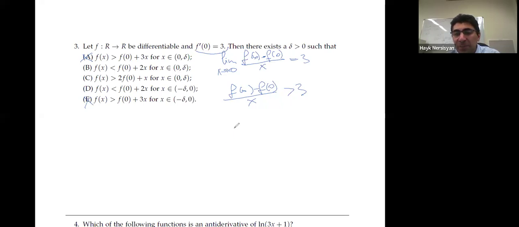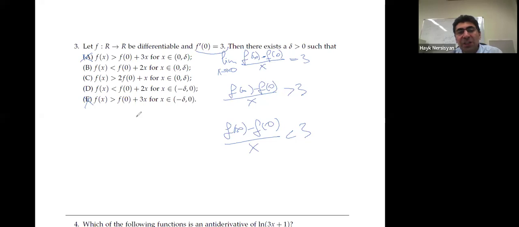E says, actually, if we bring f of 0 to the left side and divide by x, where x is negative, we have to change the sign. Can we say f of x minus f of 0 over x is smaller than 3? Again, we don't know. It could be greater than 3. It could be smaller than 3. It can oscillate. So A and E are eliminated.